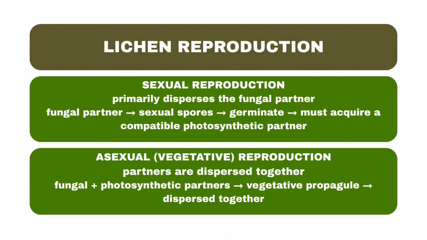Lichens can also propagate vegetatively. In this case, structures contain both fungal tissue and photosynthetic cells. When they disperse, the two partners travel together, giving them a way to establish new lichen growth without the fungus having to find its photosynthetic partner independently.